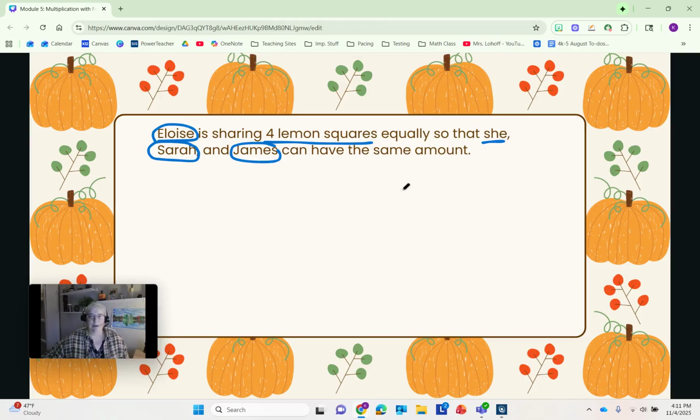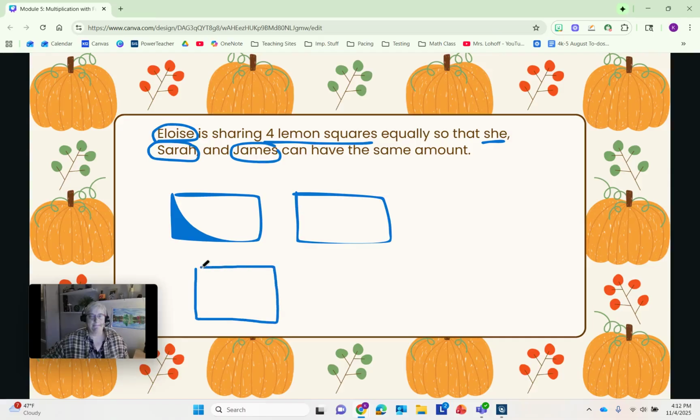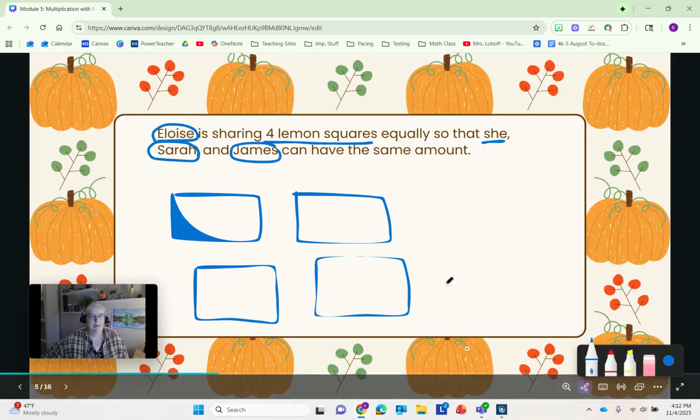So 4 lemon squares divided by 3 people. So I'm going to draw out my 4 lemon squares. 1, 2, 3, 4. Now we need to divide this between 3 people.